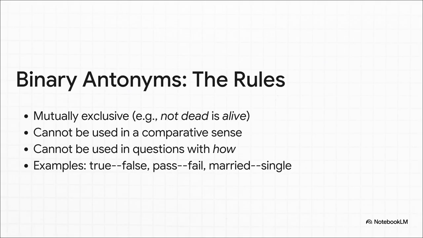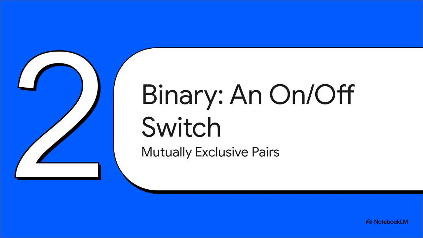For one, they're totally mutually exclusive. If something is not dead, it has to be alive. Period. Another thing, you can't compare them. It sounds ridiculous to say someone is more dead or a little bit married. And finally, you can't really ask how. A question like, how dead is it? It doesn't work. Think about pairs like true-false or pass-fail. They fit this on-off model perfectly.